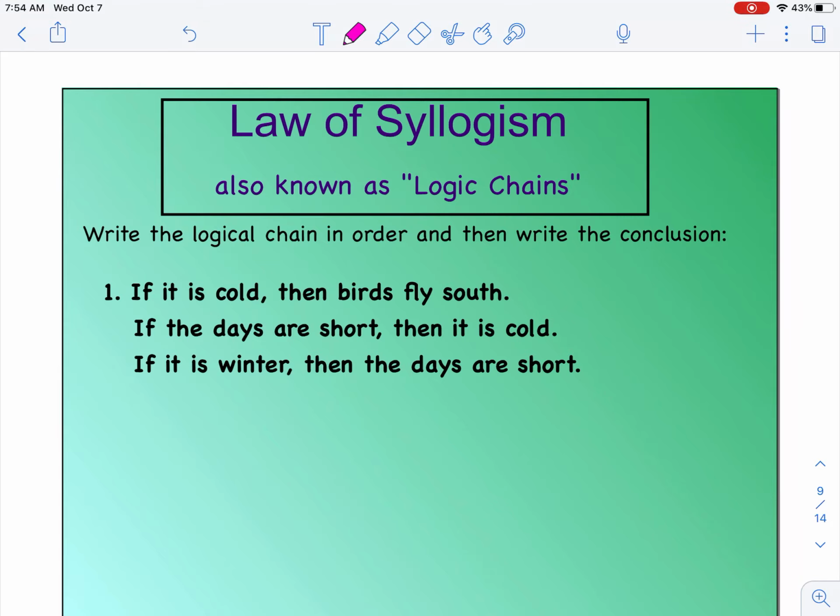So see if you can do that. See if you can pause the video and see if you can figure out which of these statements comes first, second, and third, and then number them on the side. Start the video back up and see if you got them correct.